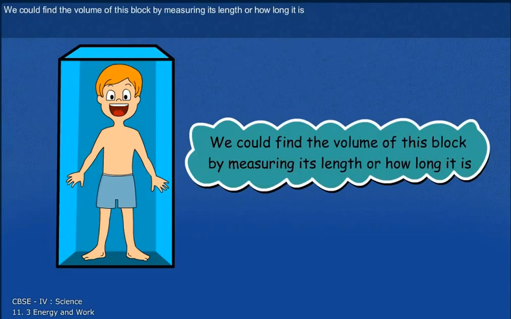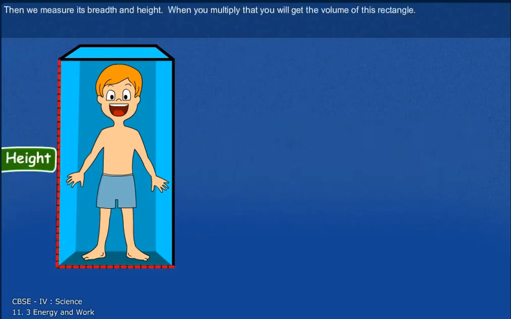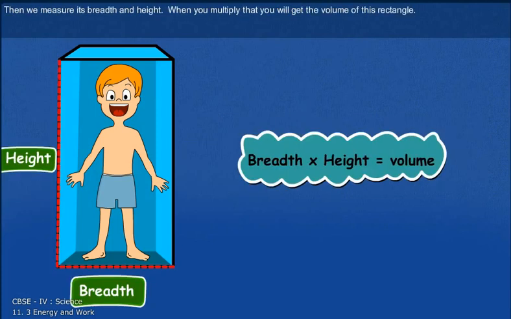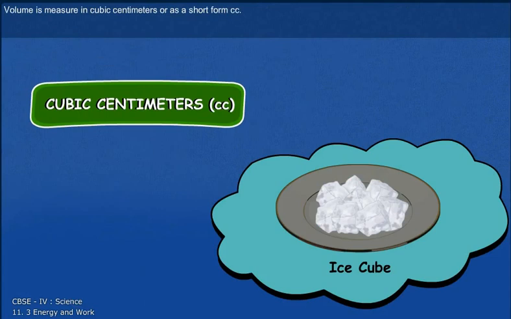We could find the volume of this block by measuring its length or how long it is. Then we measure its breadth and height. When you multiply that, you will get the volume of this rectangle. Volume is measured in cubic centimeters or as a short form cc.